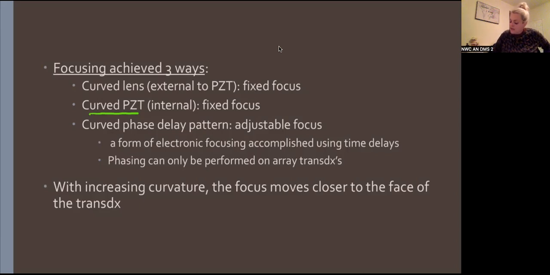And so that curved PZT is considered an internal type of focusing because it's the PZT itself. But it's still a fixed focus. Like, you get what you get. The focus can't be adjusted.